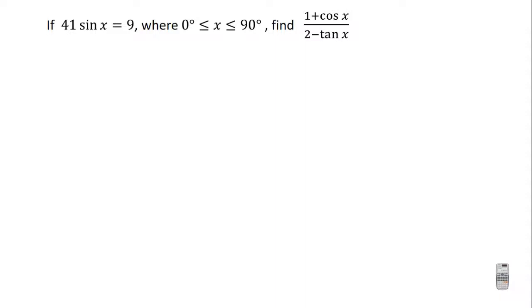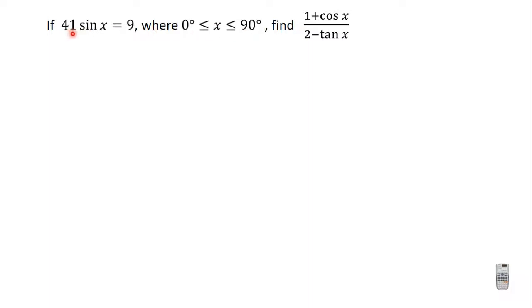If 41 sine x is equal to 9, where x is between 0 degrees and 90 degrees, find (1 plus cos x) divided by (2 minus tan x). So the question is saying that 41 sine x is equal to 9 and x is between 0 degrees and 90 degrees, which means that x is an acute angle.